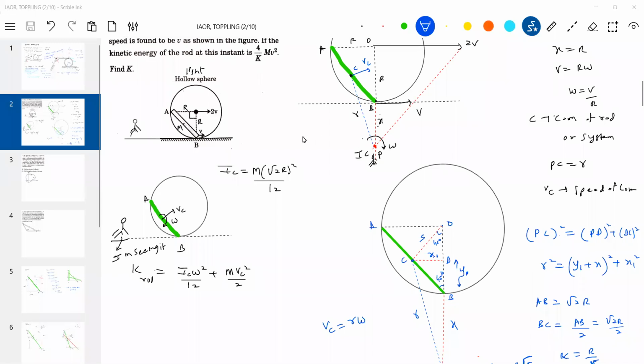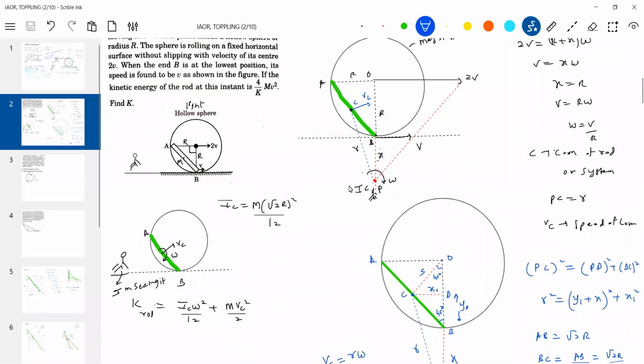Why should VC be horizontal? It is rotating. See, like you stand at point P, it's rotating. You know omega now. Since you know omega, VC is a tangential velocity, so it should be perpendicular to the position vector. If this were vertical, then VC would have been horizontal. Go back to circular motion.